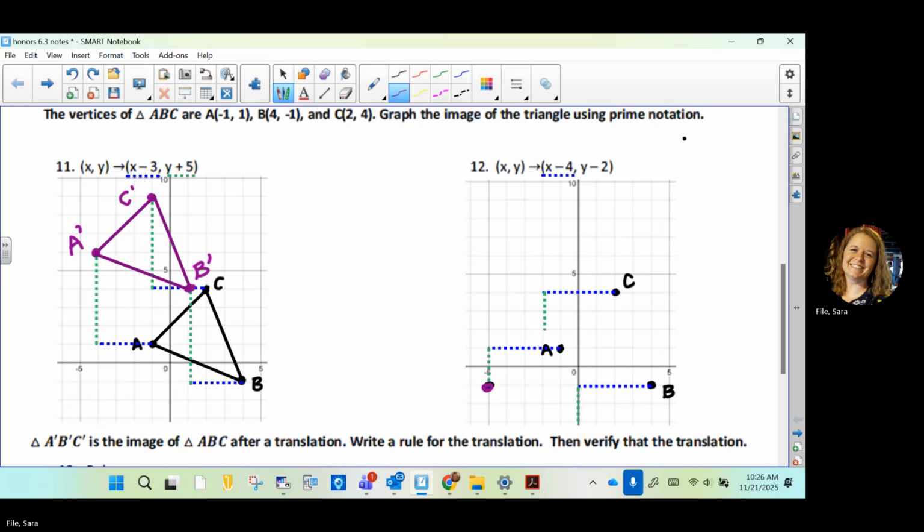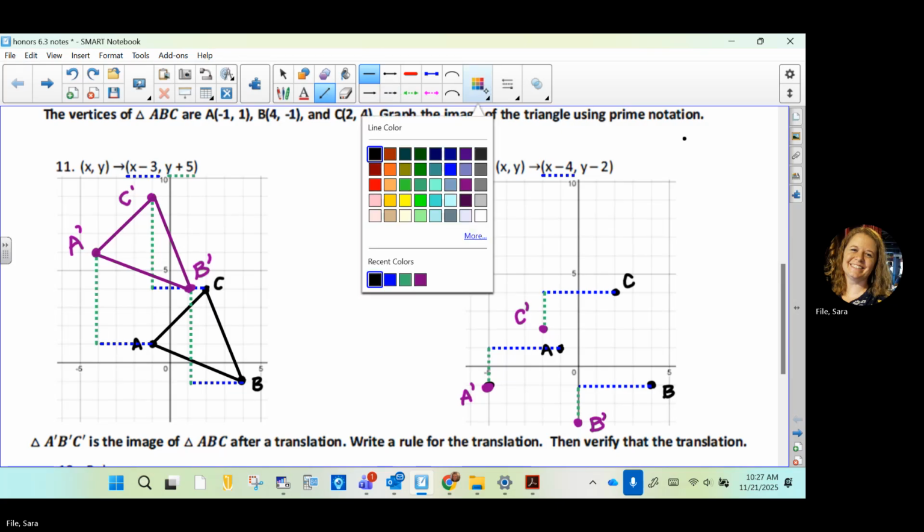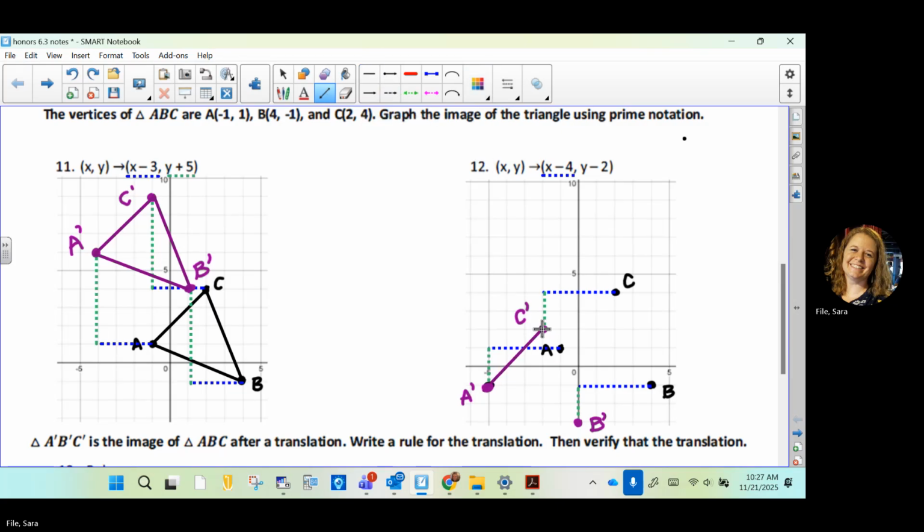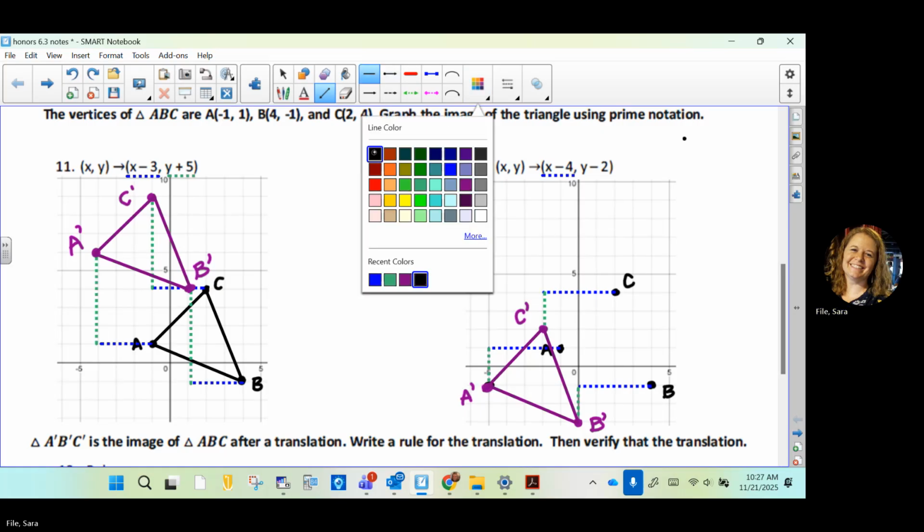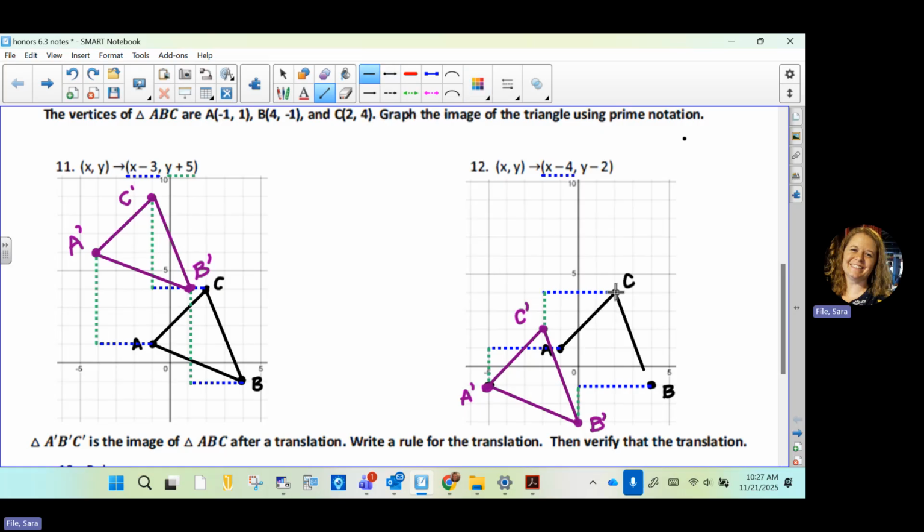So there's A prime, B prime, C prime. Oh, I never drew the lines for the original. Oops. There it is. So you can see this triangle ABC went left 4, down 2.